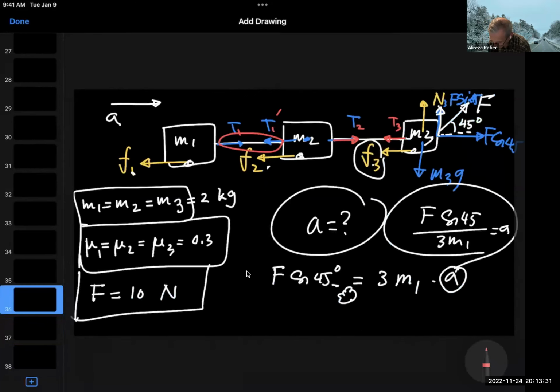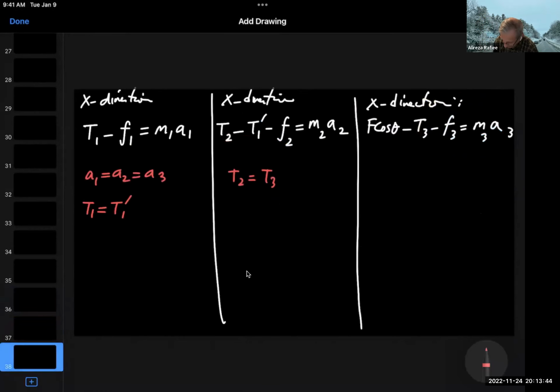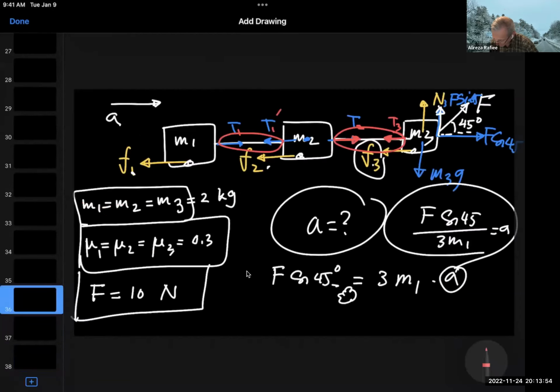So T3 and T2 are acting on this rope. To avoid breaking the rope, these two should be exactly equal, and T prime 1 and T1 should be the same, so the rope doesn't break. Now I'm going to go ahead and replace them. I don't know if T2 should be equal to T1. Here, T2 and T1, there's no reason for them to be equal. There's no reason to assume that, so you keep it different.